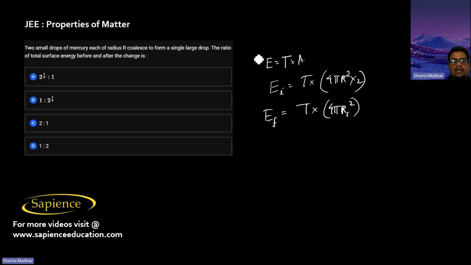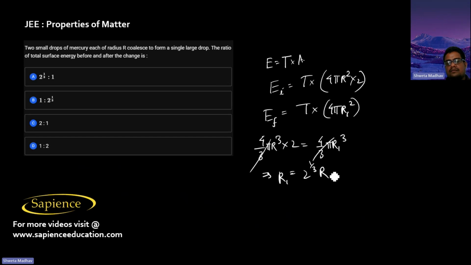So when the two drops are combined, the final and the initial volume will be the same, since we have to apply the law of conservation of mass. Since density is the same, the volume will remain unchanged. So I can say 4 by 3 pi r cube into 2 is equal to 4 by 3 pi r1 cube. 4 by 3 pi will cancel. So r1 is equal to 2 power 1 by 3 r.